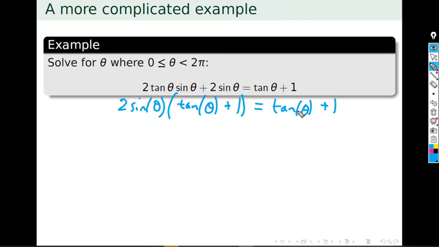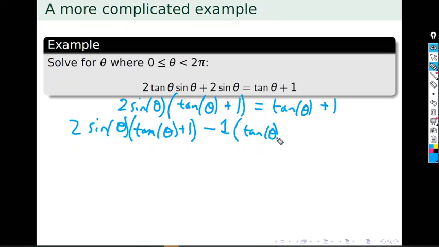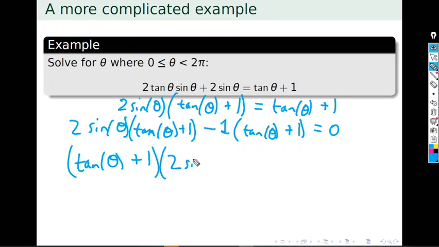And then if I were to subtract this, then I get 2 sine theta times tan theta plus 1, take away 1 times tan theta plus 1 in brackets. So I've just written it in brackets there so I can see that now I can factor out that tan theta plus 1 and be left with another term. So here's my first linear term, and then 2 sine theta, take away 1 is equal to 0. And now I can use my null factor law and just solve these two equations.